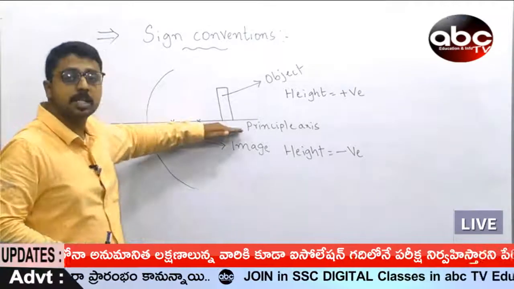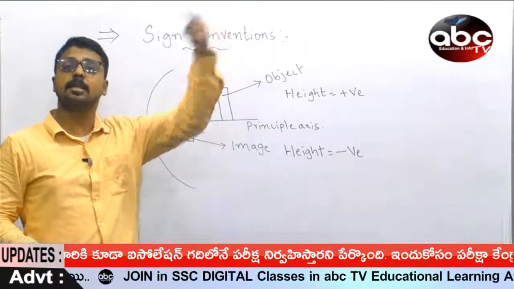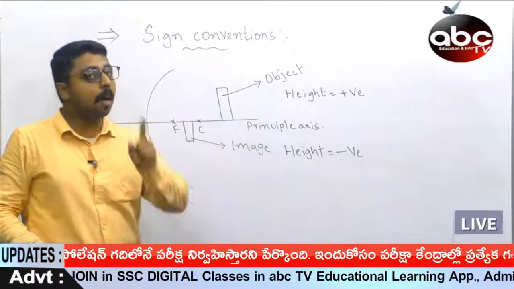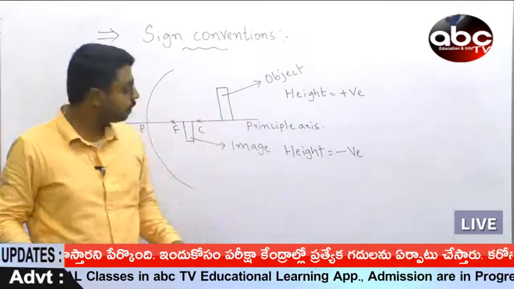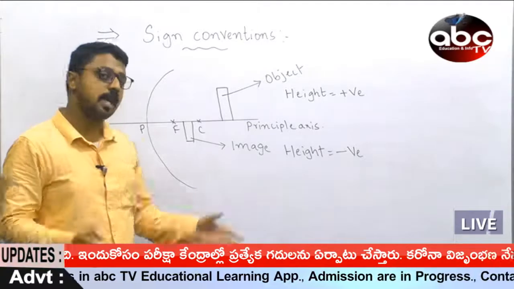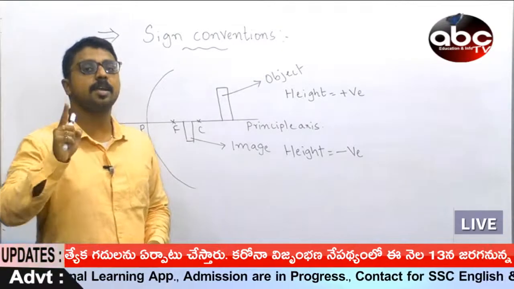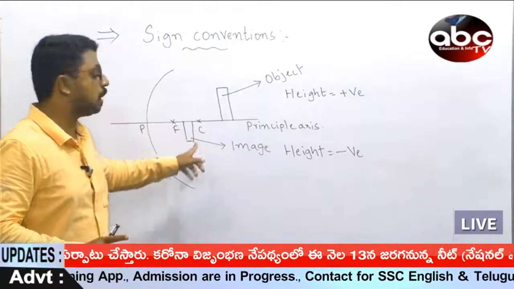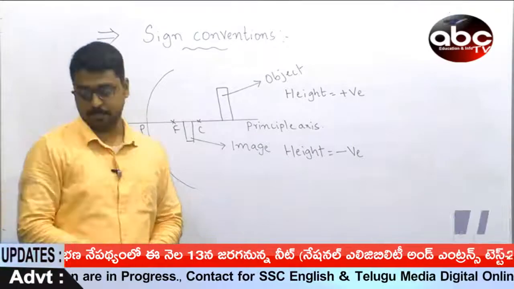To measure its height, you ask where it is: above the principal axis or below the principal axis. If it is above the principal axis, its height is taken as positive. If it is below the principal axis, naturally its height is taken as negative. This is the second convention point, or second rule of sign convention. Let us move on to the third.